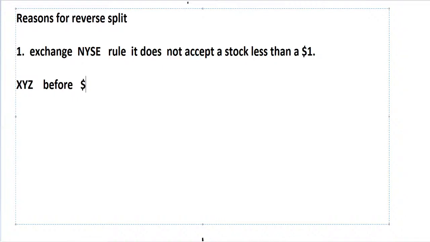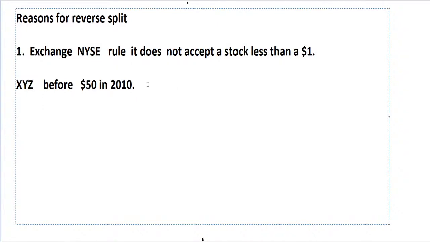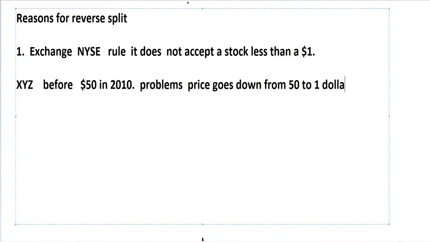Let's say this stock was $50 in 2010. It was a big stock. It was very good, but the problem, this company has problems. Now, when a company has problems, the price goes down from $50 to $1 now. So it is a catastrophe. This company, XYZ, is losing business. It might go to bankruptcy.